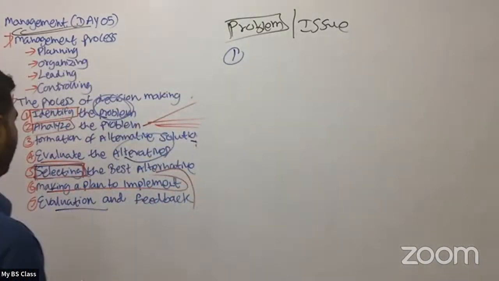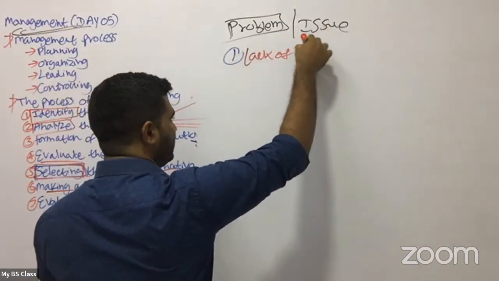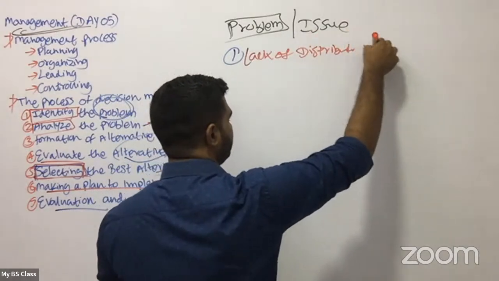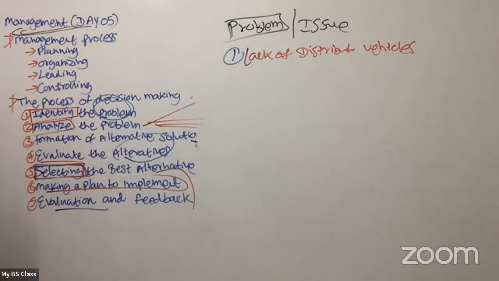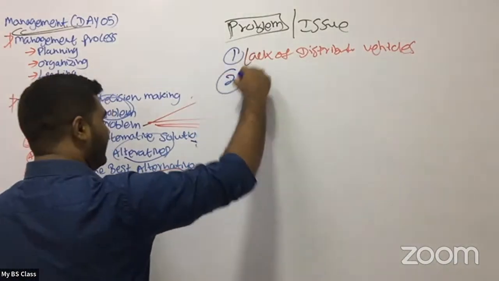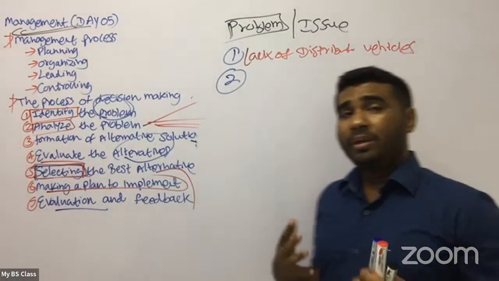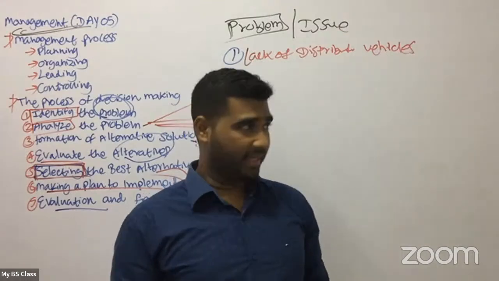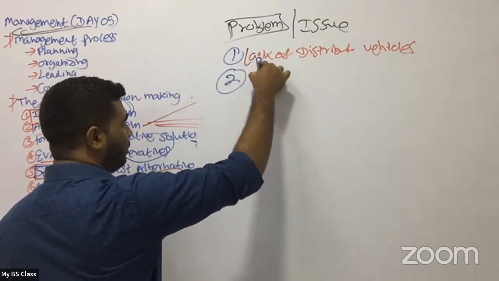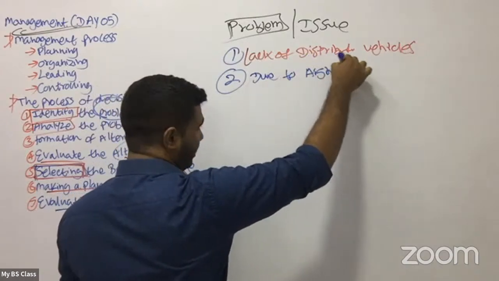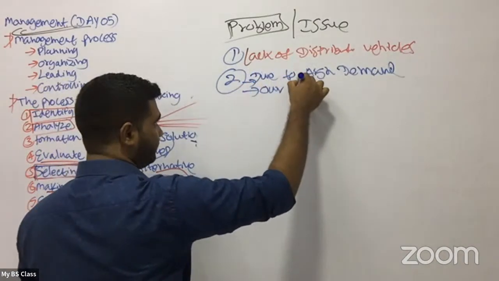So I would say the correct problem is the lack of distribution vehicles. We have just 2, so that's clear, and only then do you try to analyze it. Why did it happen, how did it happen, when did it happen? The answer is the high number of orders that we are receiving. There are many reasons for this problem: due to high demand, and also because our service is efficient.